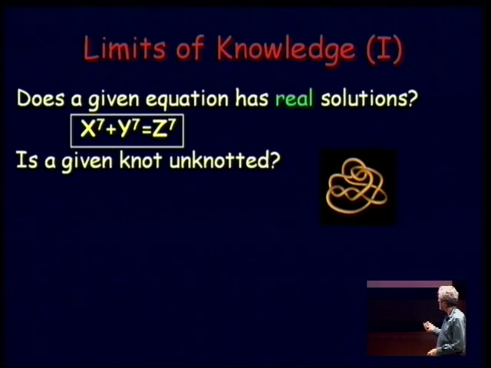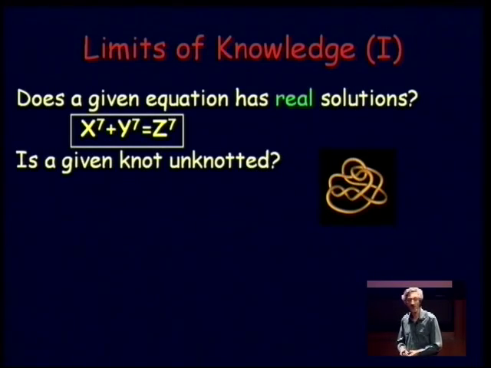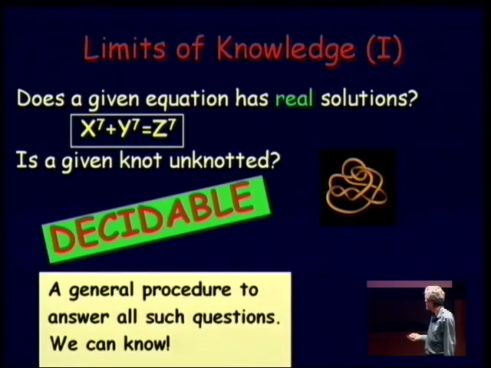You can ask whether a given knot that you can describe easily turns out to be unknotted or not. And it turns out this is a very difficult theorem. Whether it has an algorithm took many years, but it was done. So these are decidable. They are solvable in the Gödel sense. And there's a general procedure to answer all such questions. So there's a single computer program that will tell you for every knot, for example, in finite time, whether it's knotted or not.